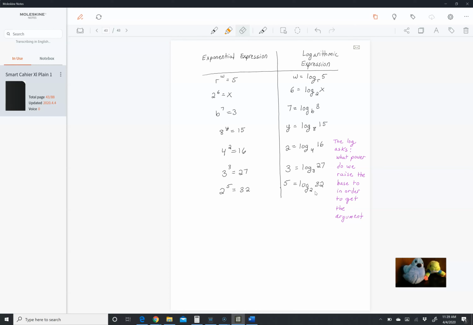Okay, so now let's go through the properties of logs. Now, exponentials, okay, exponents, had like 8 properties. There were a lot of properties. Logarithms only have 4, okay? And the last one, we don't even use that much. So let's go through the properties.